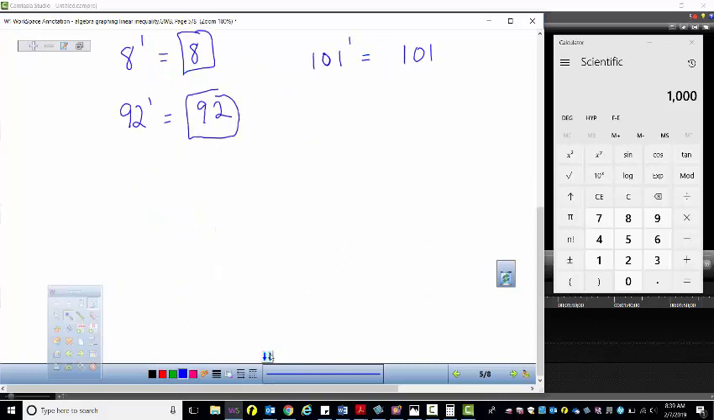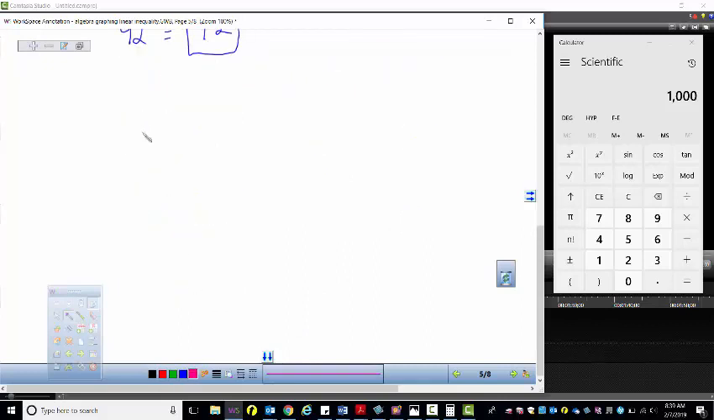Now the next one I'm going to show you is kind of special, and you need to remember this one for today. So if you have something to the 0 power, I have 4 to the 0, it equals 1. If I have 5 to the 0, it equals 1. So if you have 0 as a power or exponent, it's going to equal 1. If I have 25 to the 0, it equals 1. If I have 100 to the 0, it equals 1.